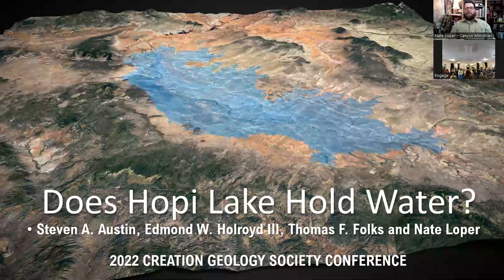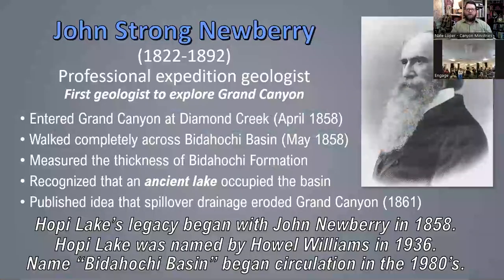So this idea of Hopi Lake and Lake Bidahochi is, again, not a recent idea. It goes all the way back to the 1800s, like I told you guys. One of those key geologists that came out here and surveyed this landscape was a guy named John S. Newberry. Newberry came through here and surveyed this whole landscape. He walked across this entire Bidahochi Basin, surveying where this lake basin was at. He proposed the idea that there seemed to be a lot of water that may have spilled through here, and he was one of the first to really recognize that this big basin seemed to have held a huge ancient lake. And so this idea of spillover drainage was published back in 1861.